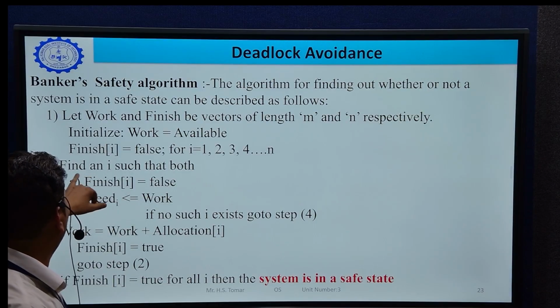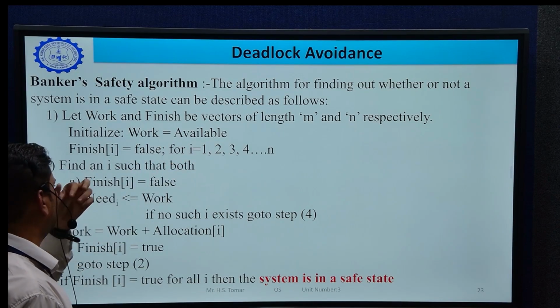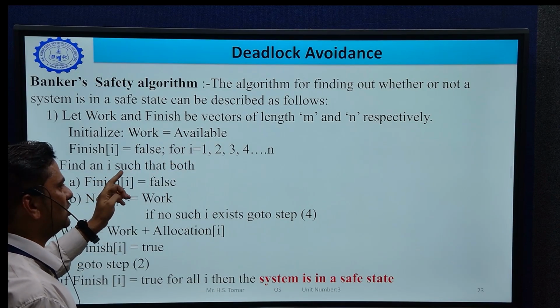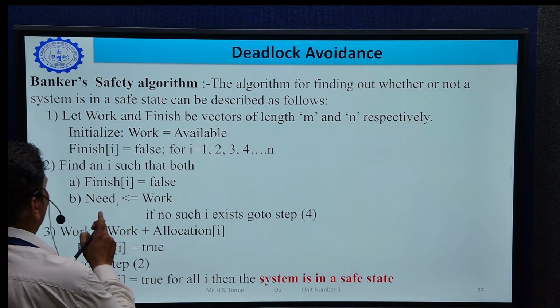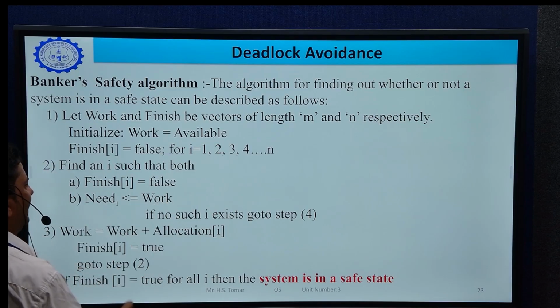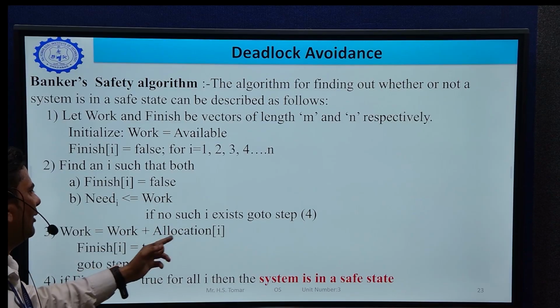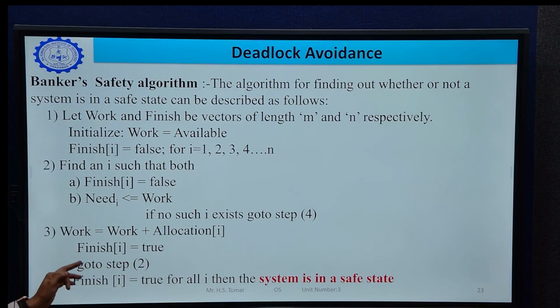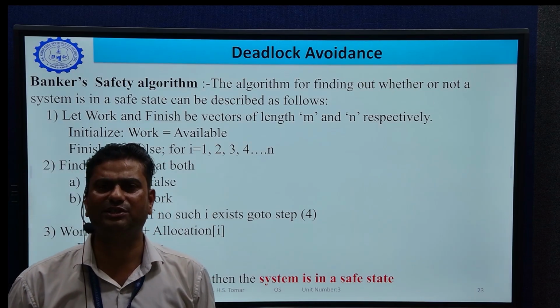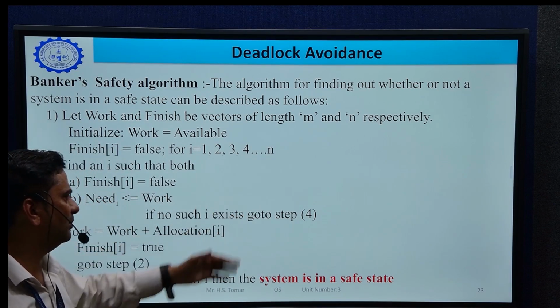So how do we implement this safety algorithm? First, we initialize work with available. Then for each i equal to 0, 1, and so on, we find a process whose need is less than or equal to work. If it is true, then we update work equal to work plus allocation. In this way we check all the processes and find the safe state of the system, and if there is a safe state, then we can say there is no deadlock. How? With a basic example we can discuss it here.